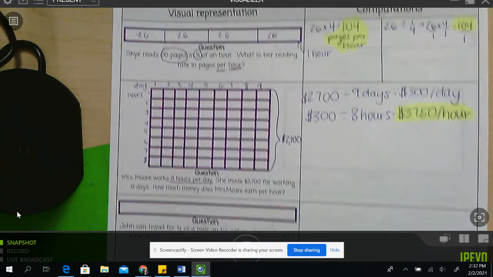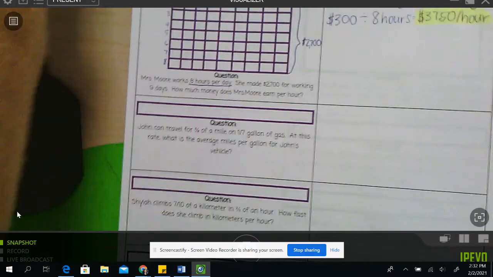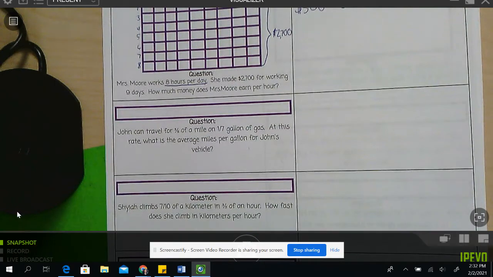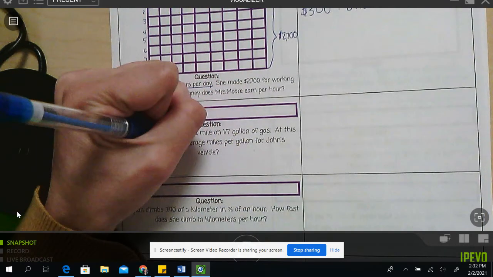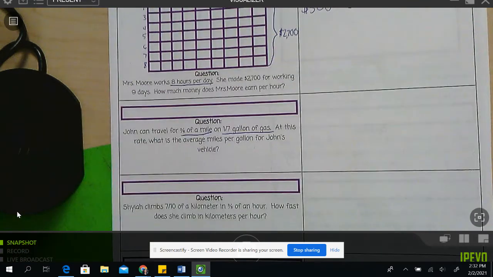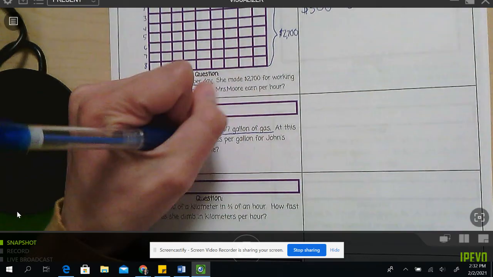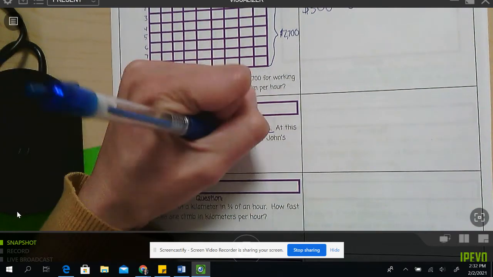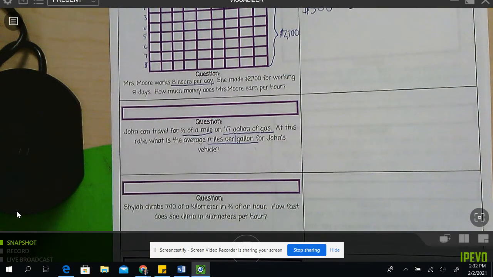All right, so for the next one, John can travel 5/8 of a mile on 1/7 gallon of gas. At this rate, what is the average miles per gallon for John's vehicle? So we're trying to figure out miles per gallon, or per 1 gallon.